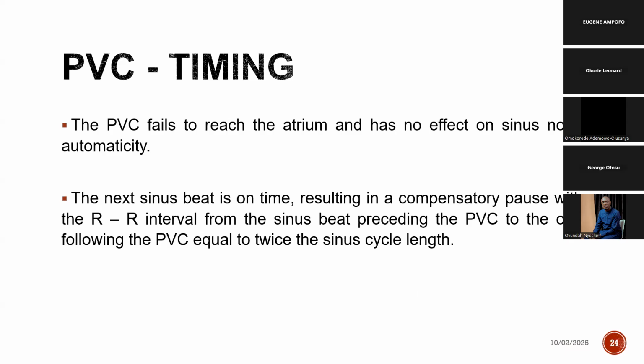So the PVC fails to reach the atrium and has no effect on the sinus node automaticity. That's when it collides with the oncoming sinus impulse. So when this happens, the next sinus beat will be on time, resulting in a compensatory pause with the R to R interval from the sinus beat preceding the PVC to the one following the PVC equal to twice the sinus cycle length.